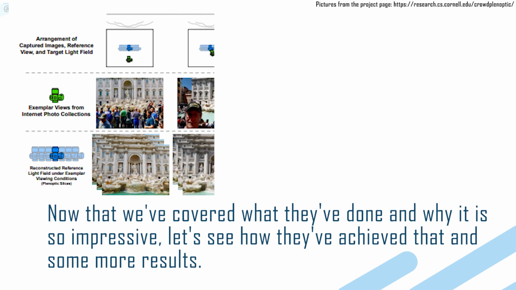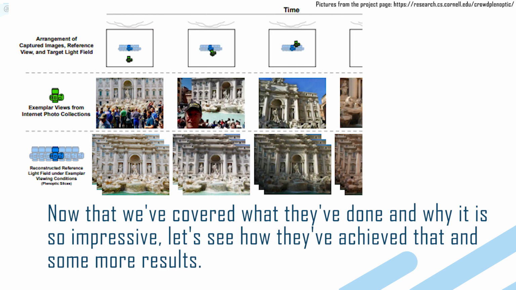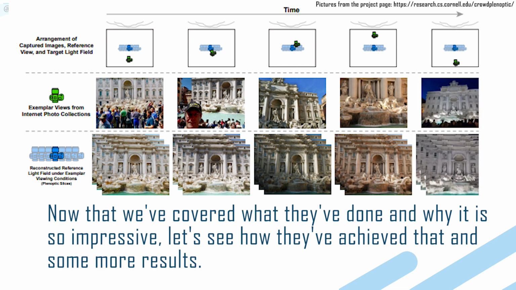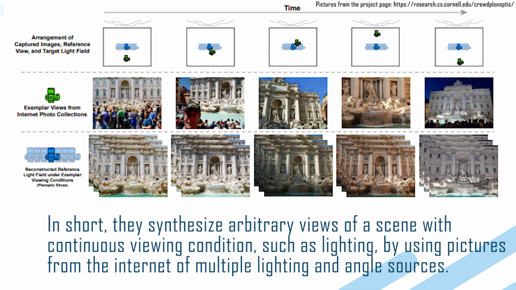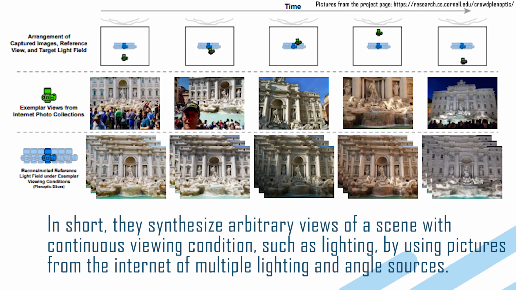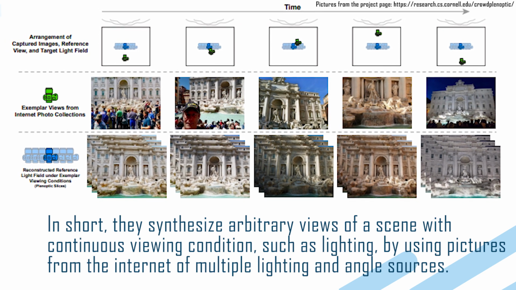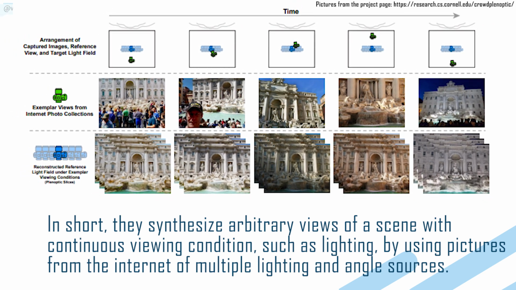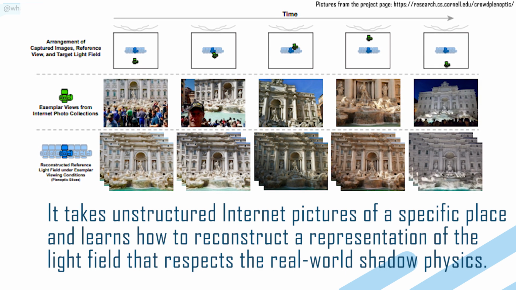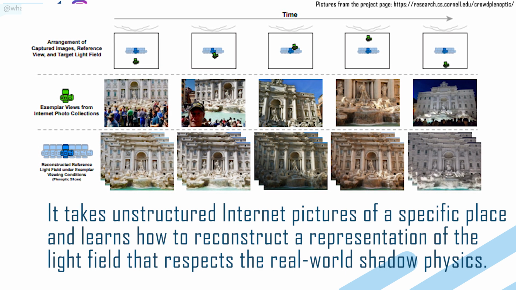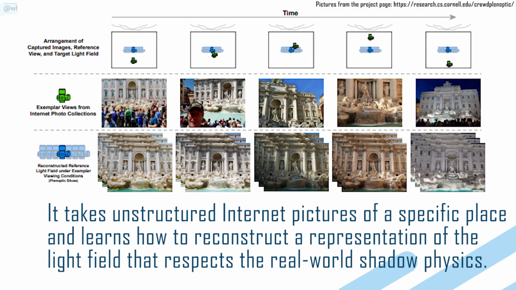Now that we've covered what they've done and why it's so impressive, let's see how they have achieved that and some more results. In short, they synthesize arbitrary views of a scene with continuous viewing condition, such as lighting, by using pictures from the internet of multiple lighting and angle sources. It takes unstructured internet pictures of a specific place and learns how to reconstruct a representation of the light field that respects the real-world shadow physics.